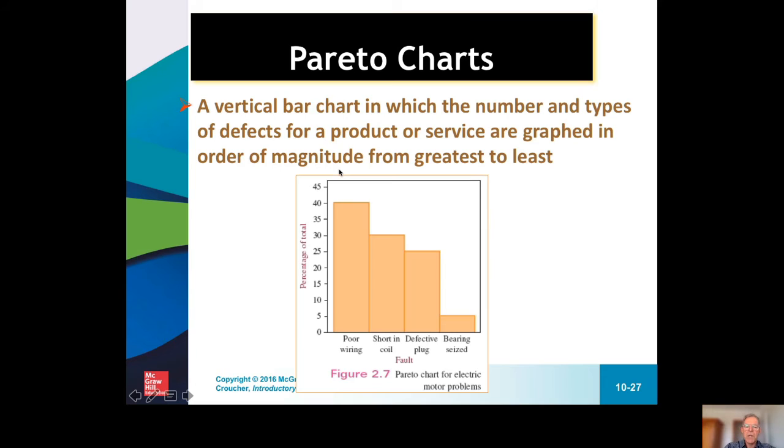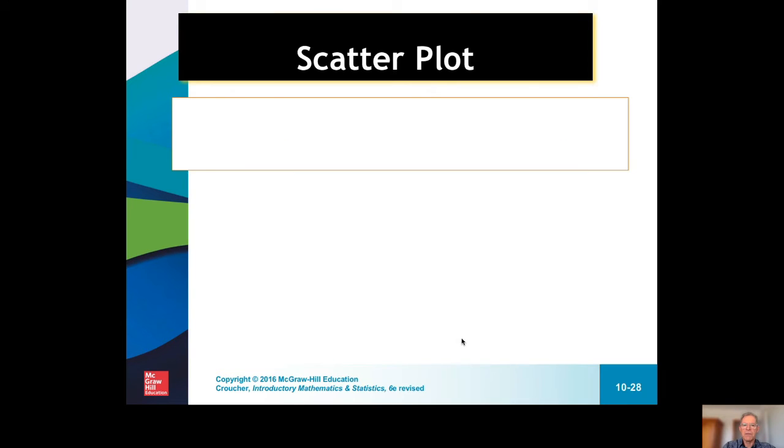A Pareto chart we said was helpful, particularly if you're in the service industry and you're trying to fix the major problems first. Let's find out what the number one issue customers were having, or the number one default we've got to look into, and then in order, let's go on to this one next, and this, and sort it out that way. So it's helpful to rank data from the greatest to the least.